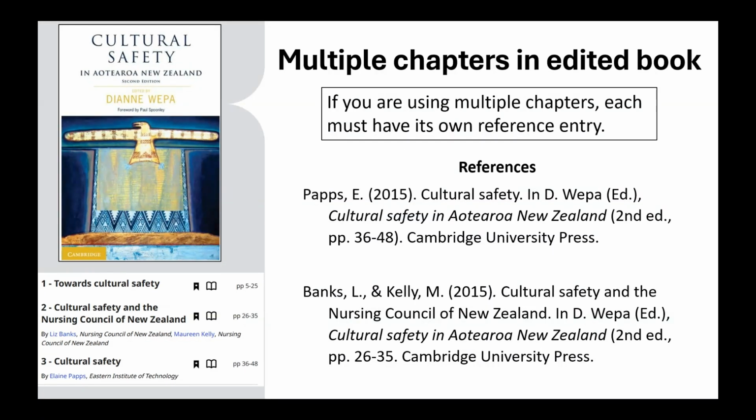If we are using multiple chapters from an edited book, each chapter used must have its own reference list entry. This is so that we can credit the author of each chapter that we used. For example, the Elaine Papps references on screen. If we also used a chapter by Banks and Kelly titled The Cultural Safety and the Nursing Council of New Zealand, we would have to include that chapter, those authors, and that page range also.